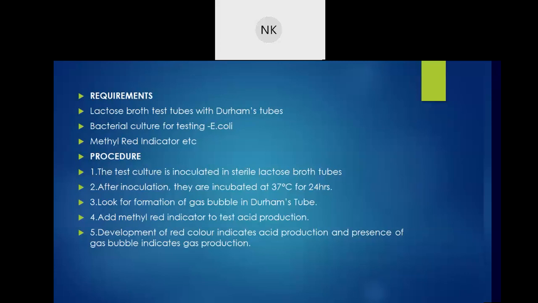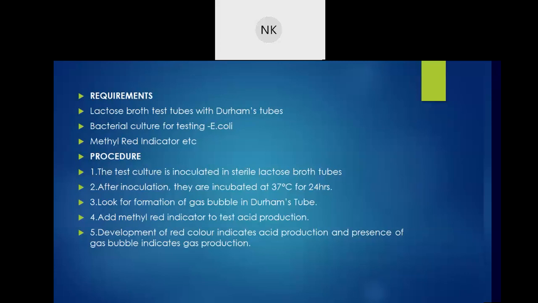Now if E. coli is able to ferment or utilize the lactose, that means if fermentation has occurred, end products are formed as a result. What are those end products? Organic acids and gas. Now we will look for the formation of a gas bubble in the Durham's tube. As I mentioned, it's a small tube which is kept inside the normal test tube with the lactose broth. If gas is produced, a small gas bubble is formed in the Durham's tube.